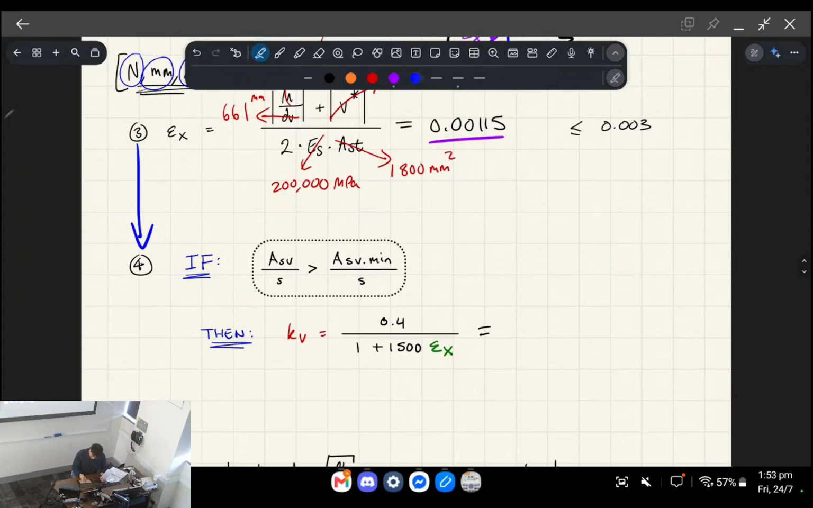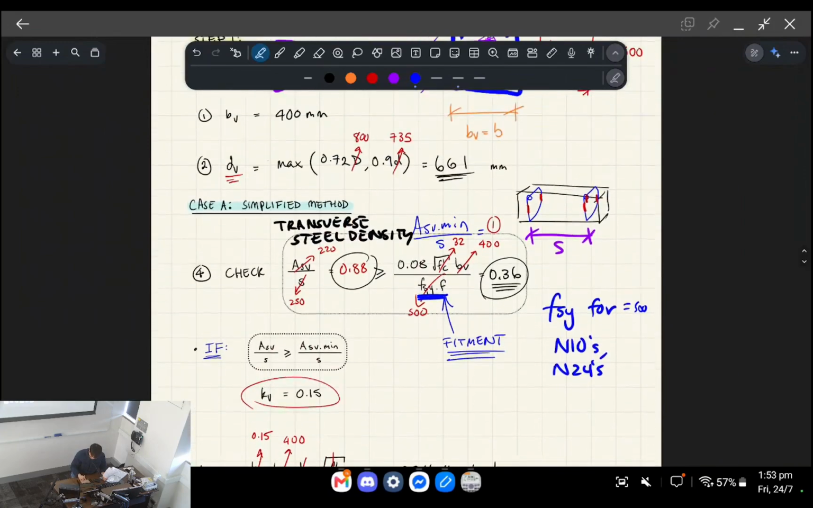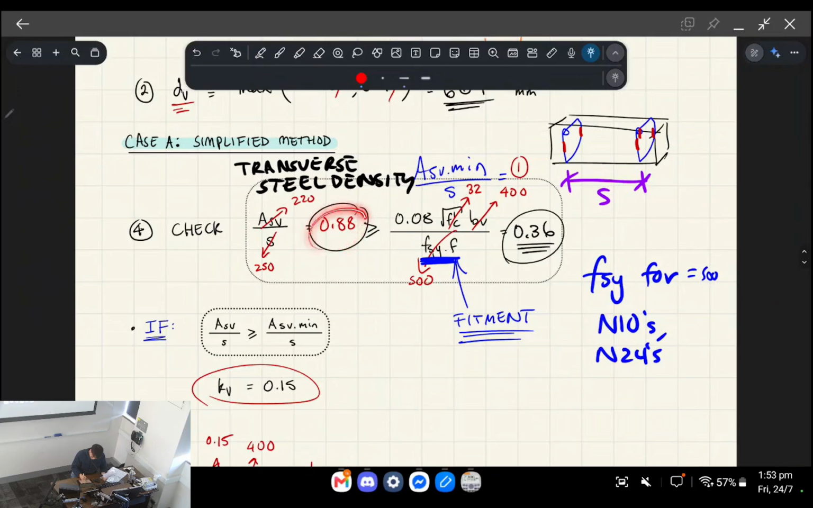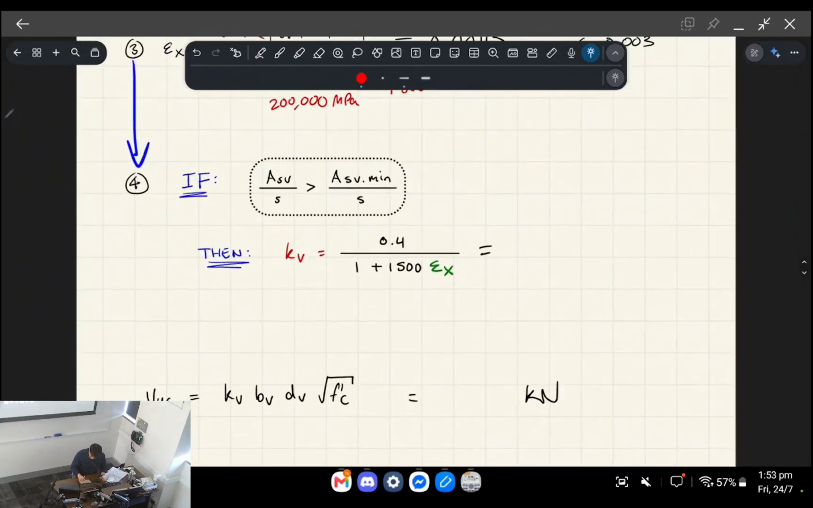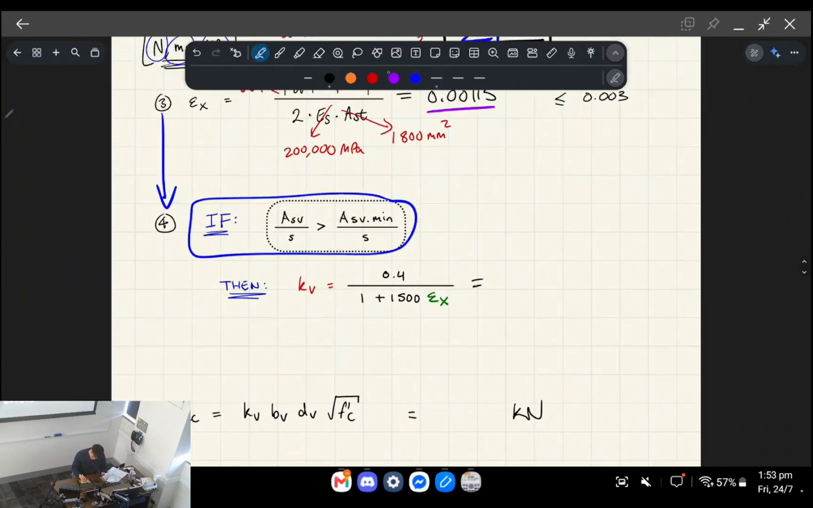If I scroll down on my notes, just like in the simplified method, kV is going to depend on whether your transverse steel density is greater than the minimum. But we already calculated all that in the previous part, when we did the simplified method. So we know that 0.88 is greater than 0.36. If we were to do this question in this order, we don't need to prove this because we knew it already from the simplified method. So therefore, we're going to use this formula.